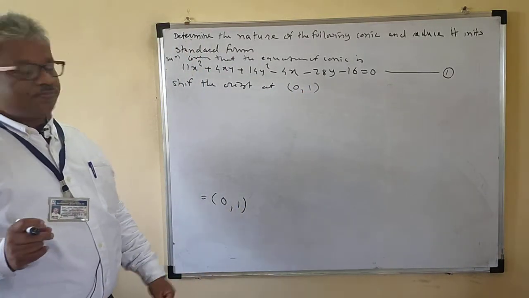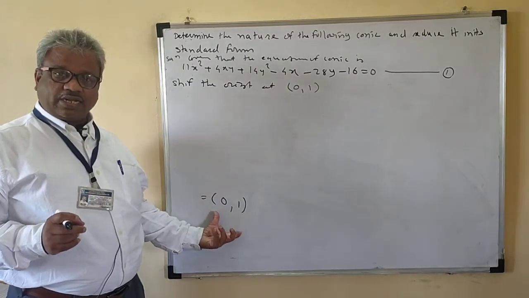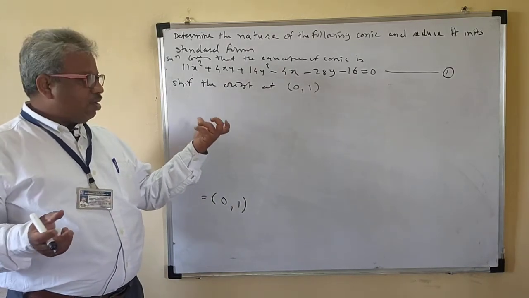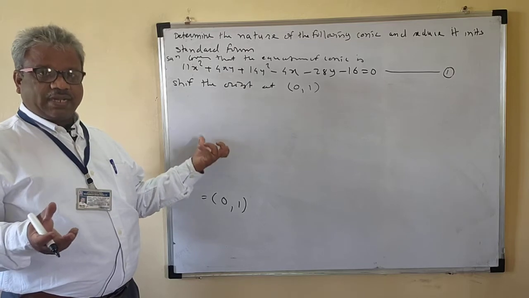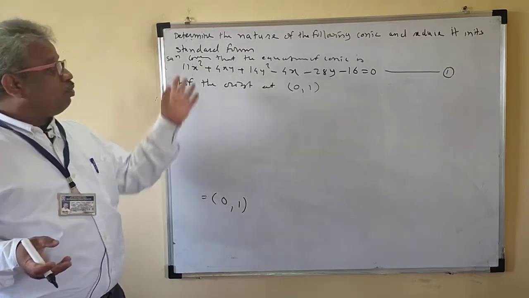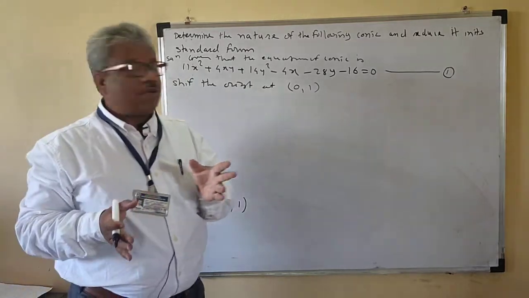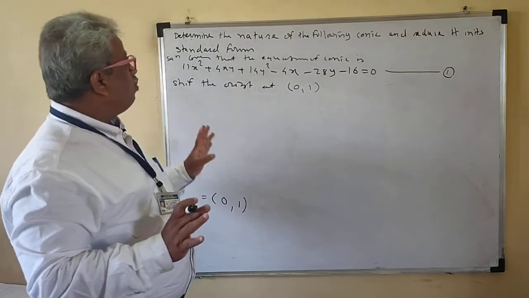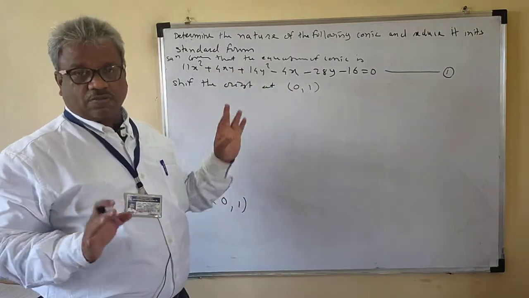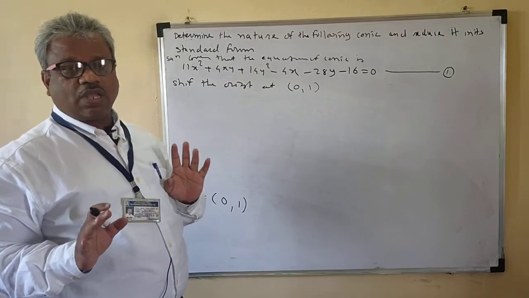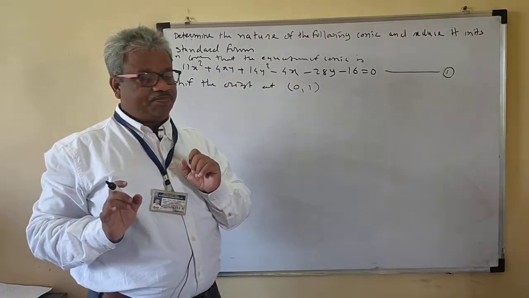Okay. So once we get the center, if you have a hyperbola or ellipse, find the center and shift the origin to it, because we want to reduce this to the standard form. We want to remove the first degree term and the product term. This is our aim.